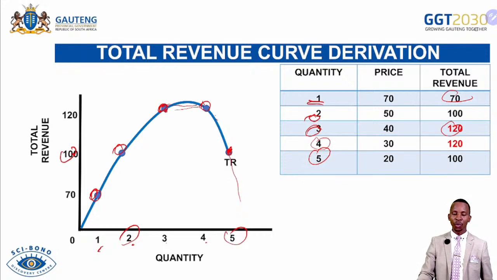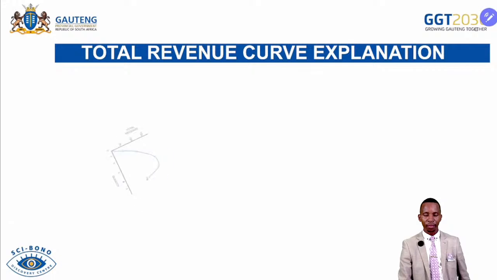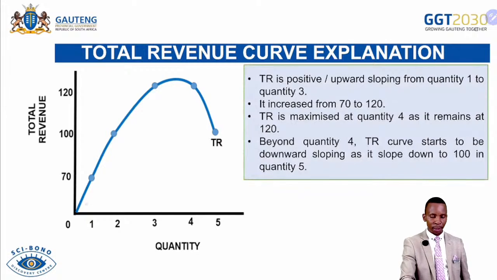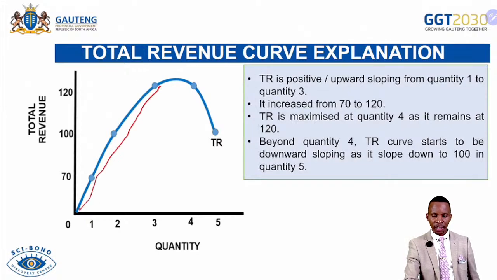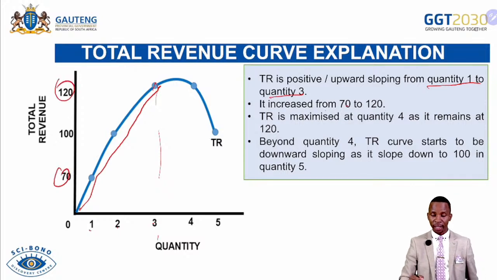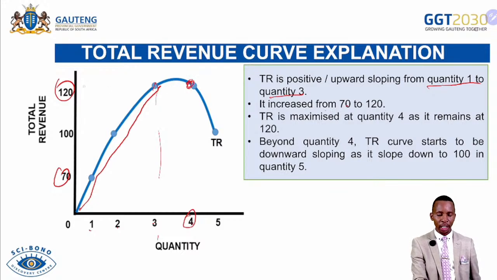That is our TR, or total revenue. The graph comes back as it is. TR is positive and upward sloping from quantity 1 to quantity 3. It increased from 70 to 120. Then TR is maximized at quantity number 4, as it remains constant at 120. It is no longer increasing because it remains at 120 for both consecutive quantities.